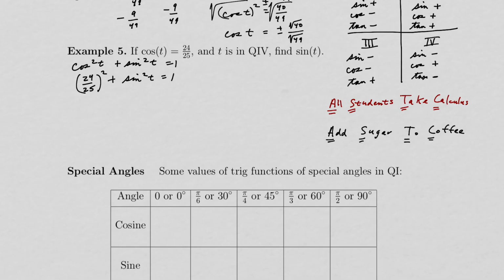I can expand that out, right? This is 576 divided by 625 plus sine squared of t is equal to 1. I can subtract this term from both sides, so minus 576 over 625. And I'm going to get that sine squared of t is equal to, if you work this out, right? So again, you need to rewrite 1 as 625 over 625. And you're going to end up with 49 over 625.